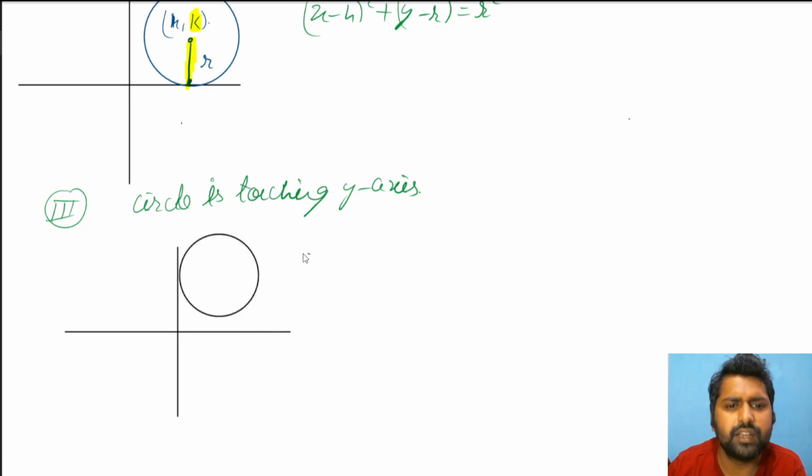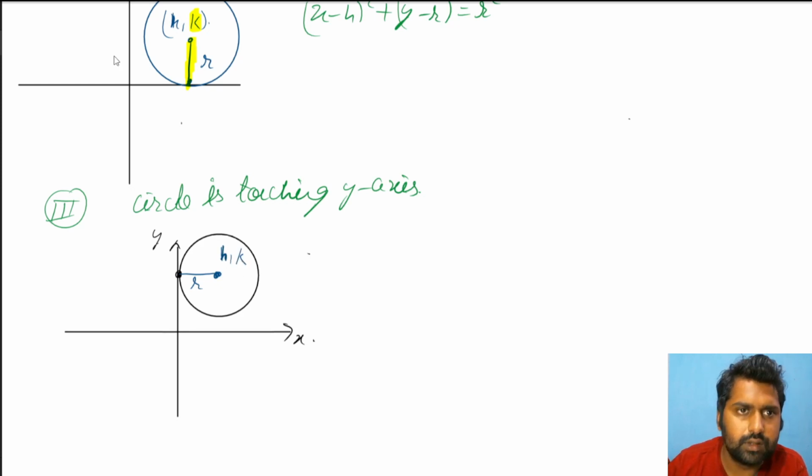It can be touching anywhere on the y-axis. Okay, same idea. I'm saying that the radius is r and the coordinate is h comma k. Okay, still we can say that this distance will be the x coordinate. So the condition here developed is that h will be equal to r.